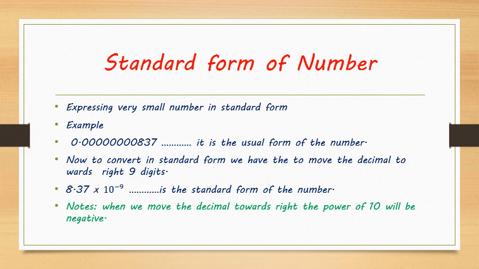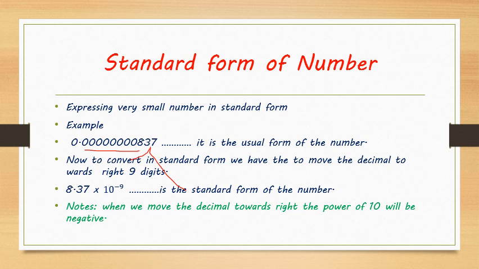Now how can we express a very small number in standard form? Small numbers are like 0.00000, so how many zeros are there? 8 zeros are there, and 837. Now this is the usual form. A very small number is there.